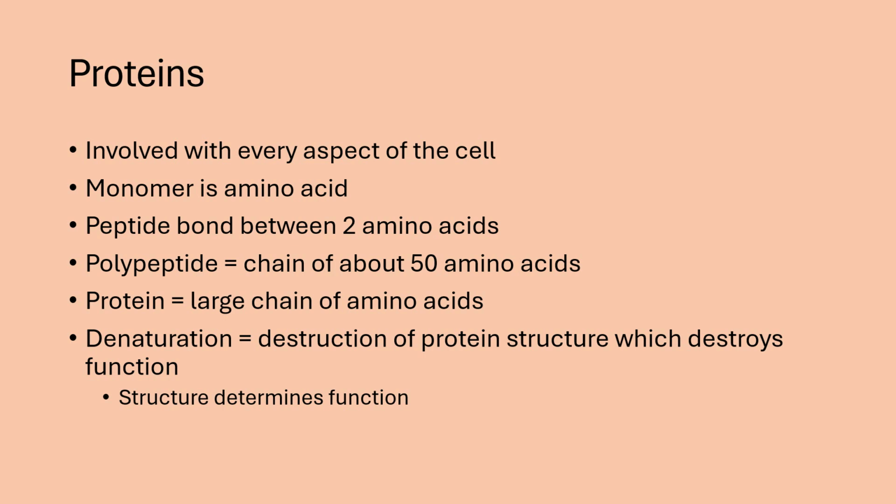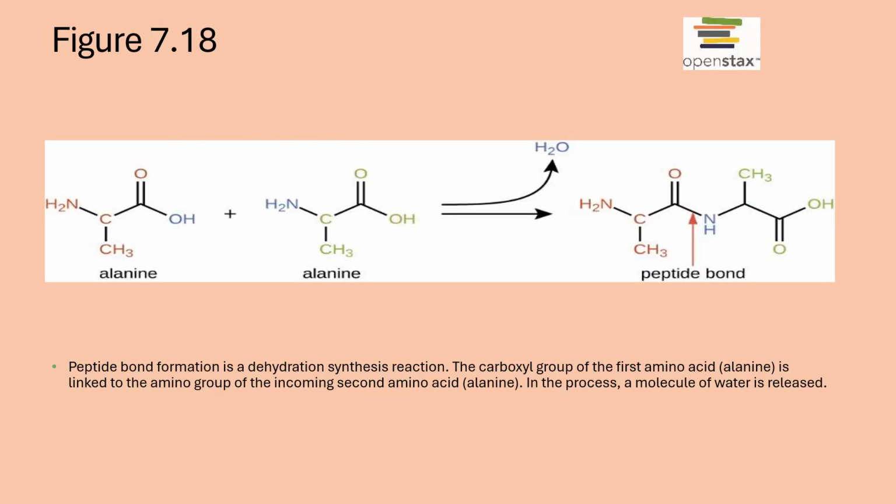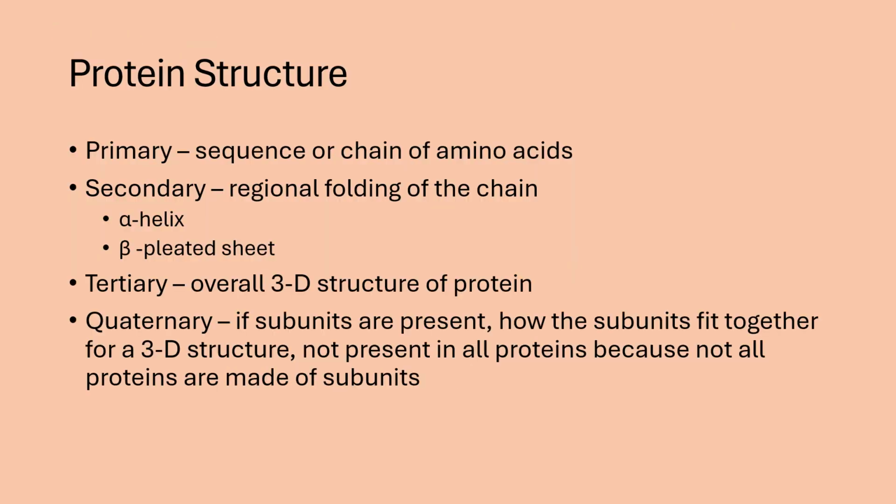When we talk about denaturing a protein, you're destroying the structure. So if you destroy the structure, the three-dimensional structure of it, it's no longer going to function. So once again, structure determines function. So this is just showing an example of two amino acids here, and then you form a peptide bond to connect them together. That's what's happening when you're making a protein.